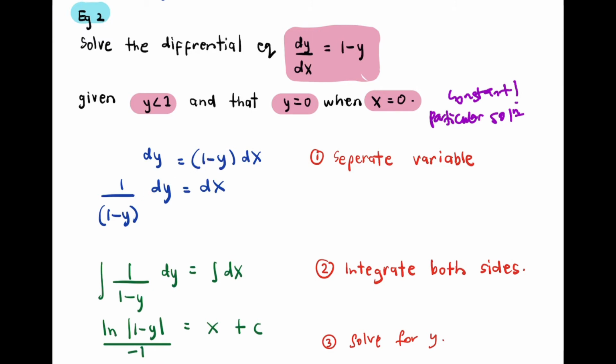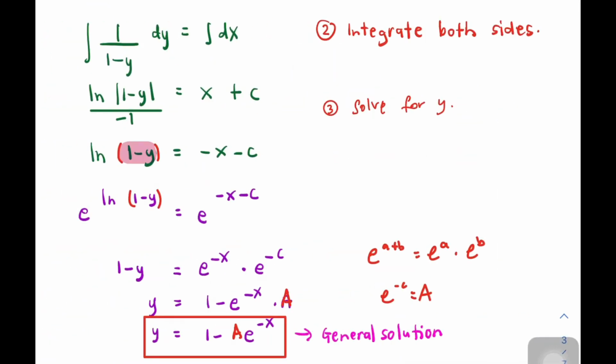Okay, so now we have finished separating the variables. One side is all y, another side is all x. So now let's proceed with step number 2, integrate both sides. So just put the integral sign on both sides here. So now we are ready to integrate.